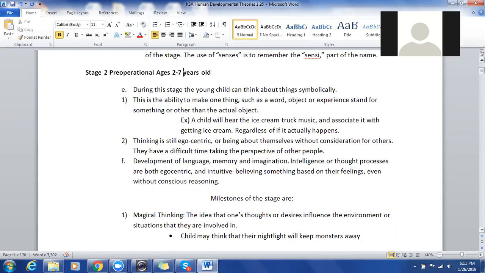And us using symbols to study for the exam is also very relevant in this stage too. It's helping us get operational around concepts. However, in this, their thinking is very egocentric, so it's about themselves without considerations of others. It makes it difficult to take the perspective of other people.